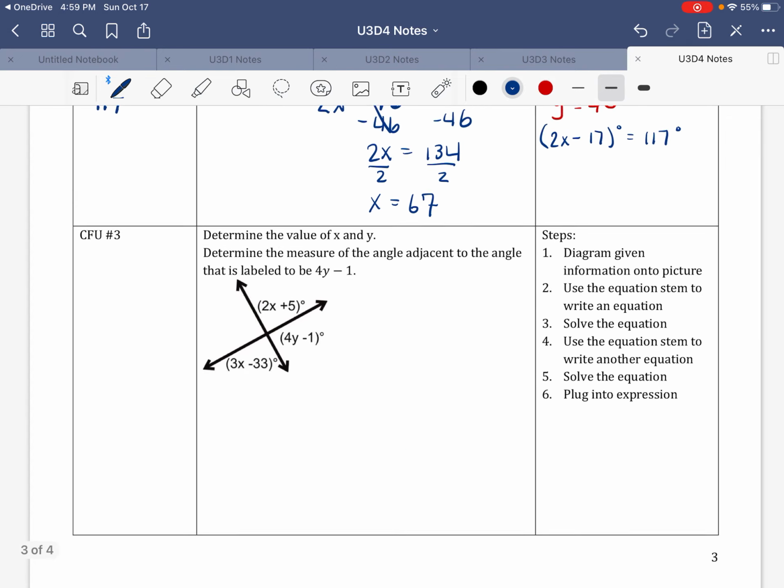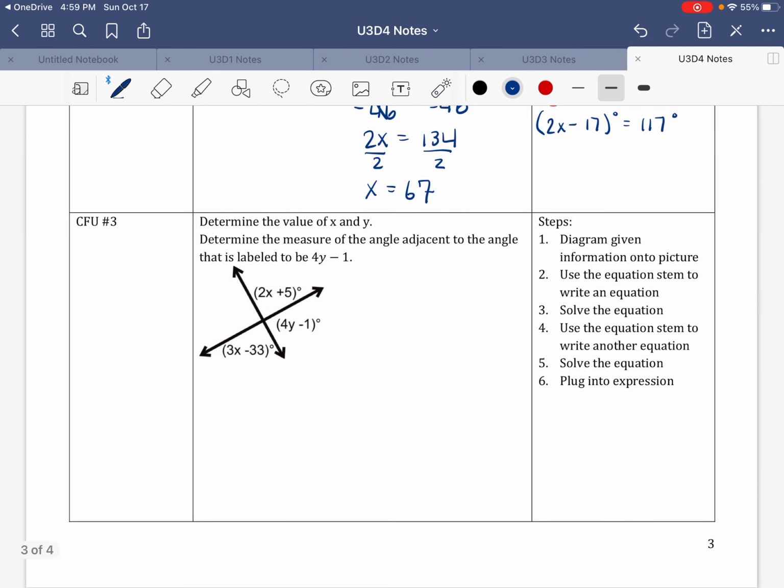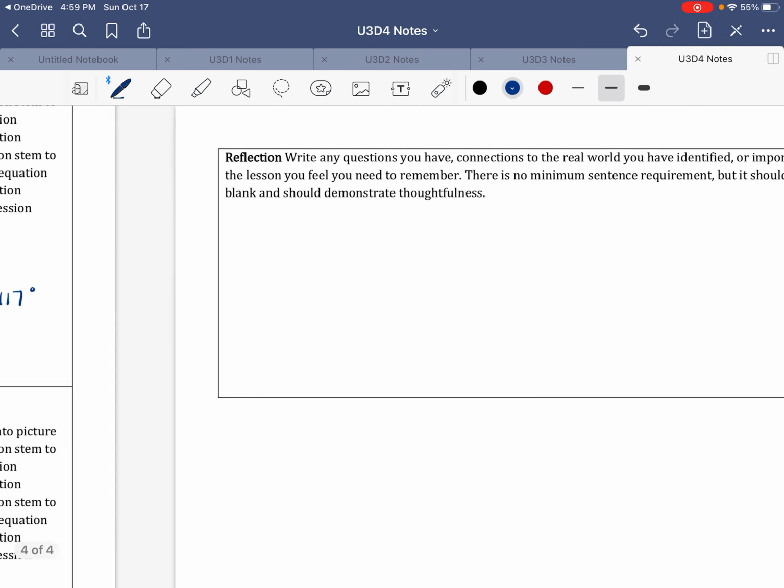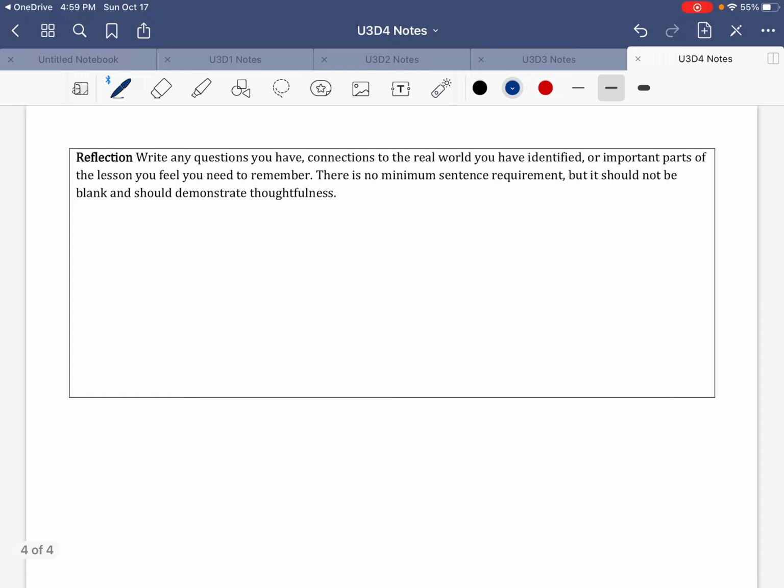Try this next one on your own. And don't forget to write your reflection.